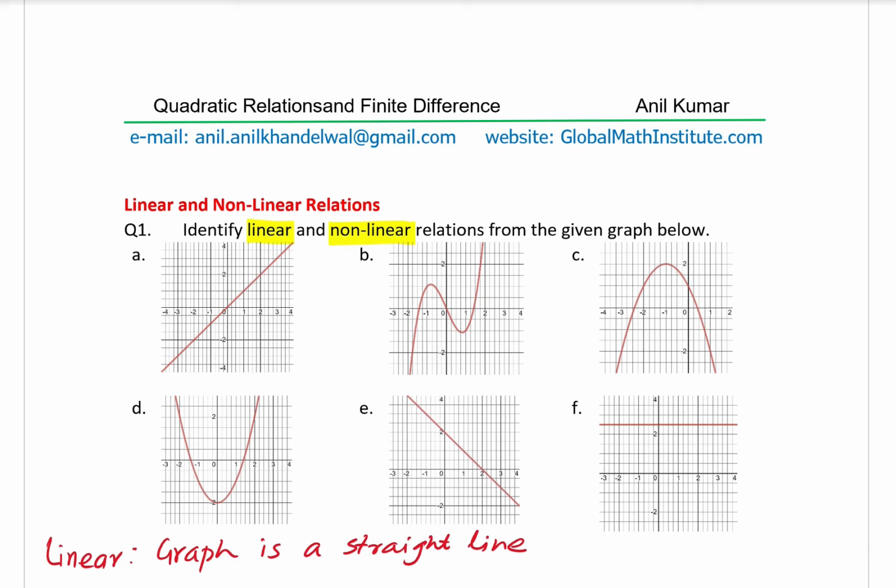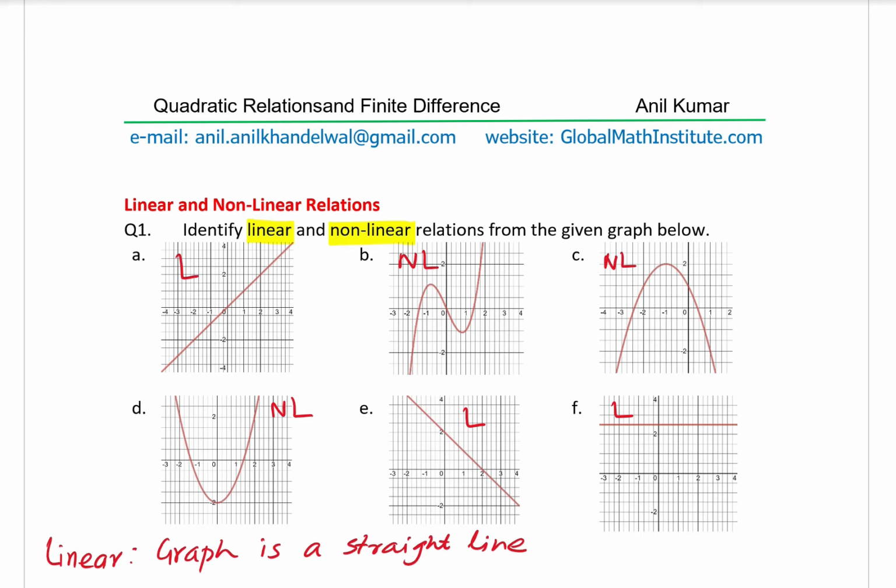So that is simple. A is linear. So I'll mark L for linear. And that is nonlinear, so we'll say NL for nonlinear. This is again nonlinear. That is also nonlinear. This is linear, a straight line. And this line is also a straight line, a horizontal line. So that is also a linear function.